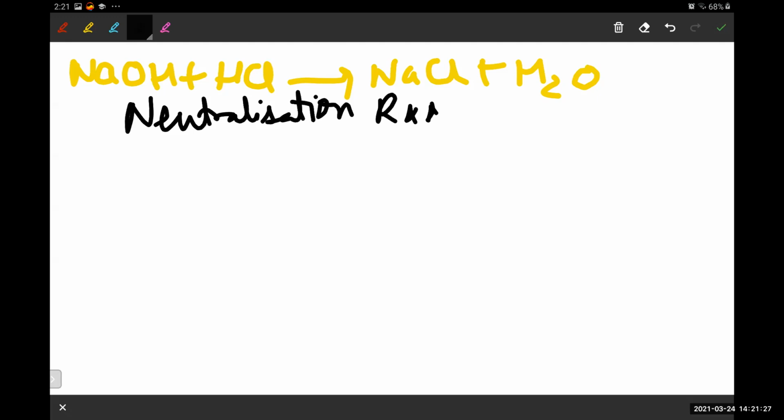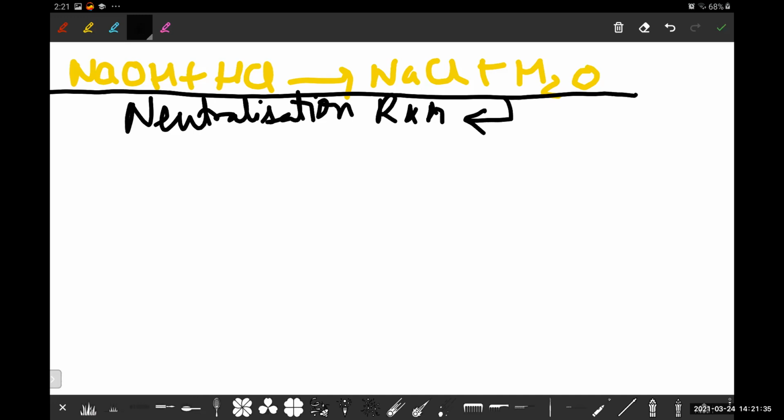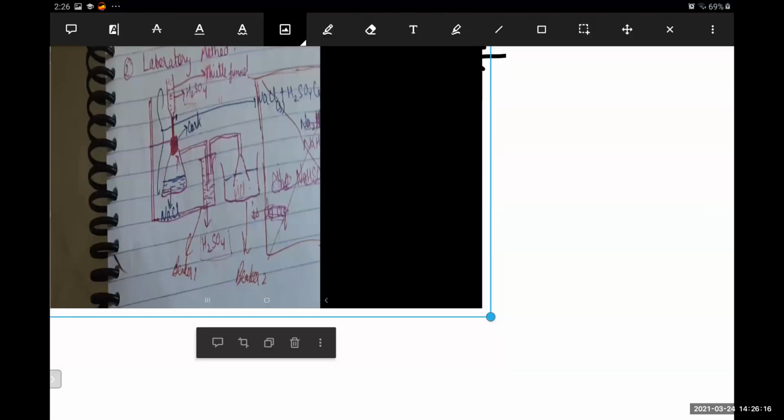Okay, so this is the neutralization reaction. Now that was all for this. Now let's move on to the next part of this chapter. We'll be moving on to the preparation of hydrochloric acid.